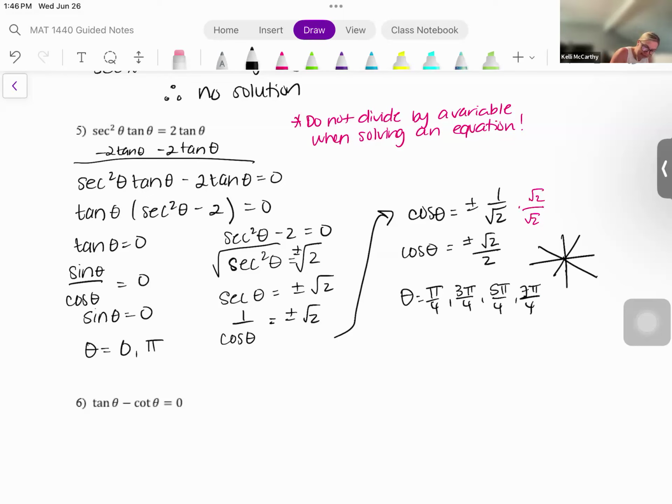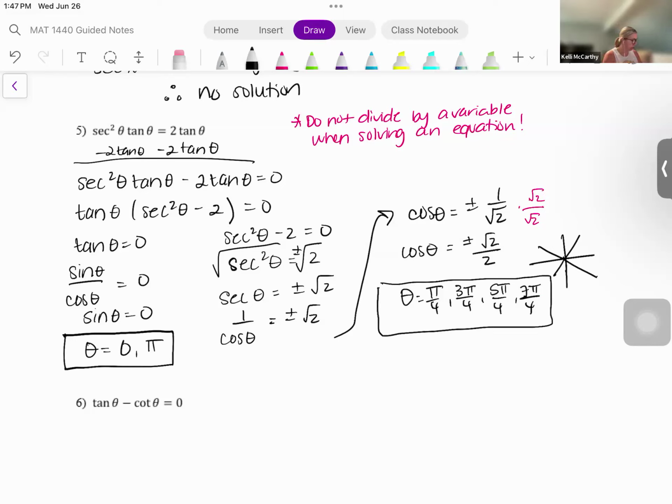So we actually have 6 solutions for this equation. We have 0, pi, pi over 4, 3 pi over 4, 5 pi over 4, and 7 pi over 4.